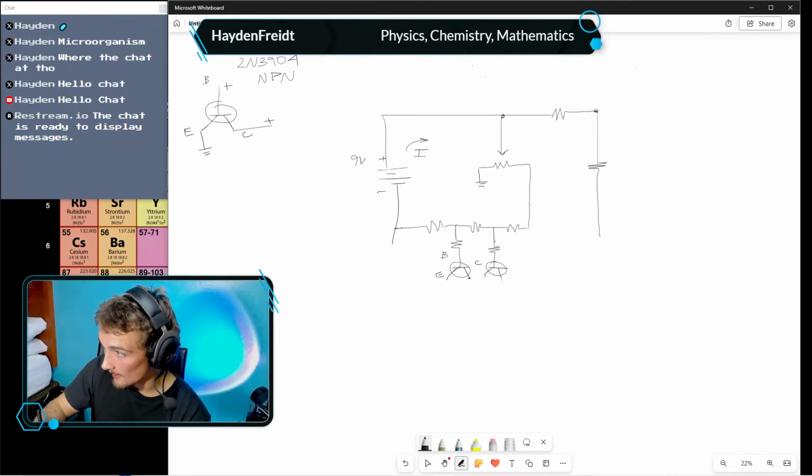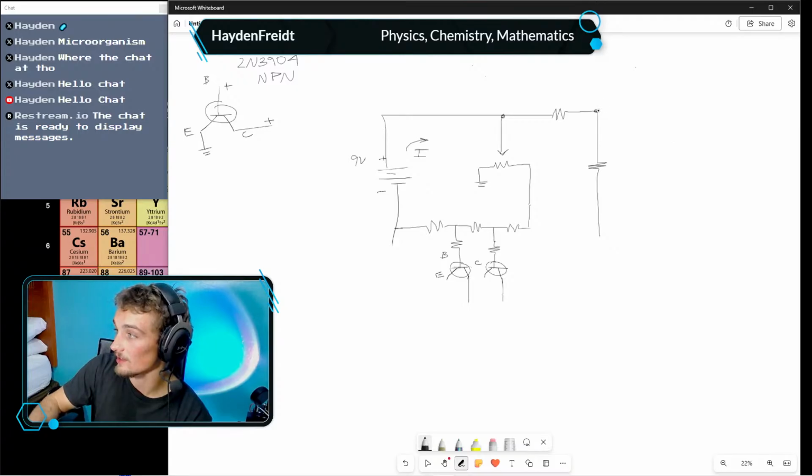Okay, so this is where we're at. Again, the collector, that's the supply collector. So these two will be going to the same place, which is actually going to be right here. It's going to be like this.